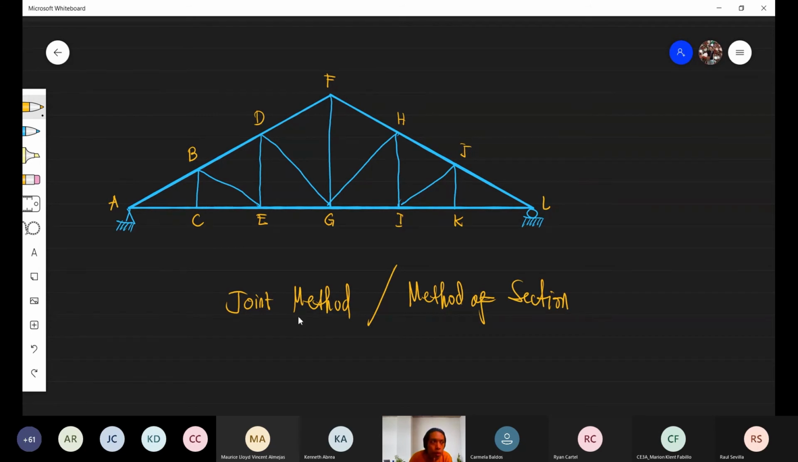I suggest it is better to use the method of section. With the method of joint, say for example you want to solve member DF, you first need to solve AB, AC, BD and so on before you can solve DF. But with the method of section, you can solve DF directly.